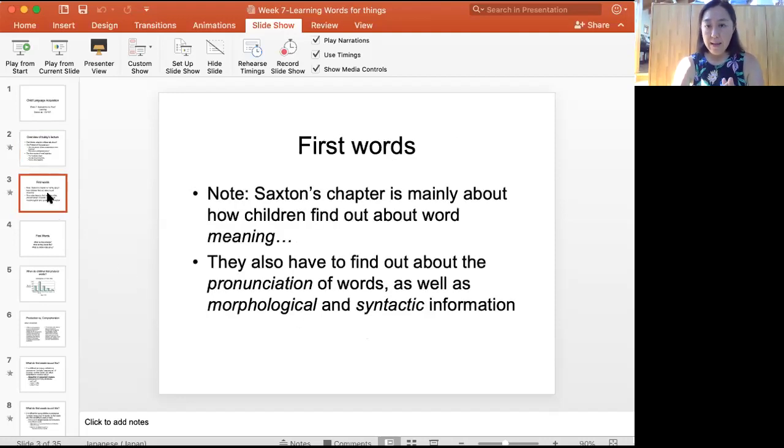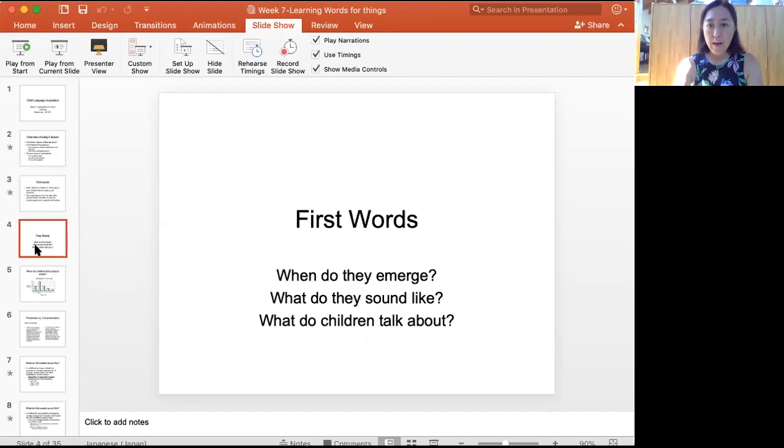The next slide talks about children's first words. Last semester I asked you what your first words are, and similarly, English children talk about similar things to Japanese children when they first utter their first words. I'm now going to talk about at which point of development they emerge and what they sound like. This is something very interesting about their phonology and what children mainly talk about.